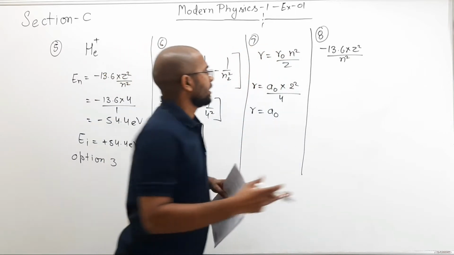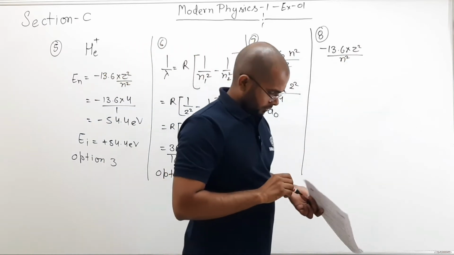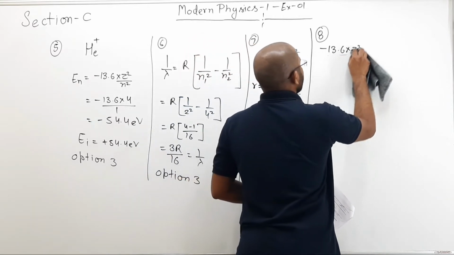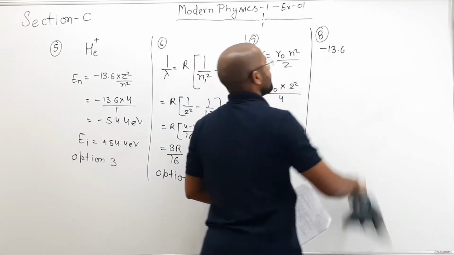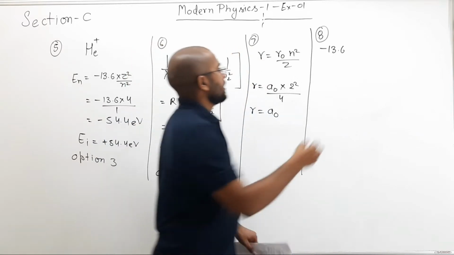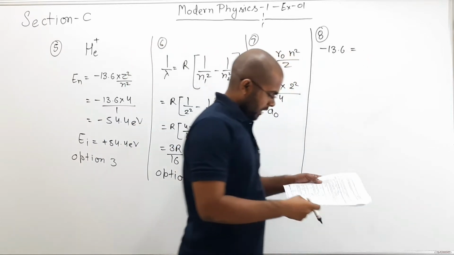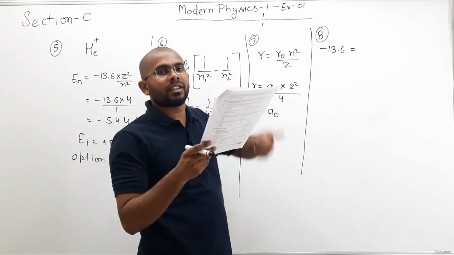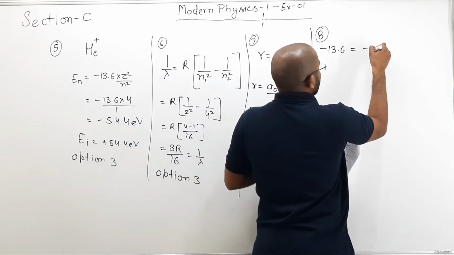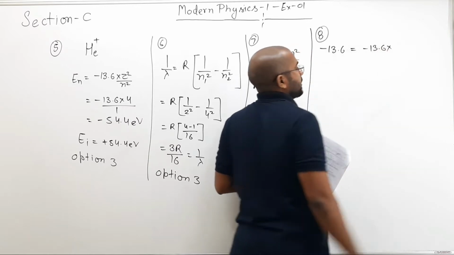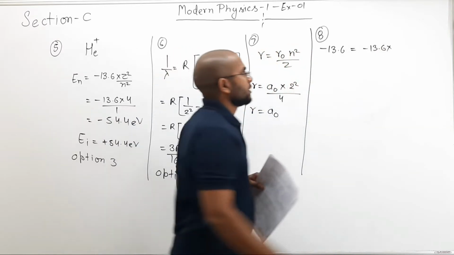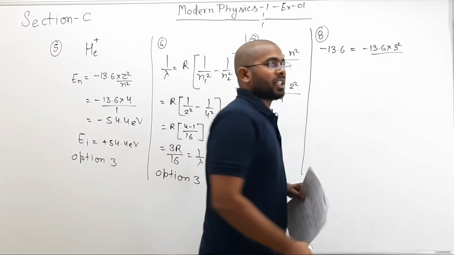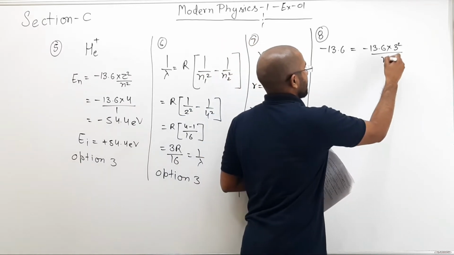In any case, Z is 1 and n is 1, so you can simply remove them. So in the ground state of hydrogen, this much is the energy. And this energy is equal to what they are saying: which energy state of doubly ionized lithium? So minus 13.6, lithium atomic number 3, so Z square will be 3 square, divided by which energy state? We do not know, so n square.